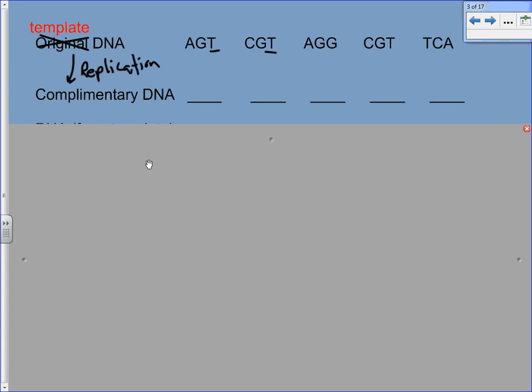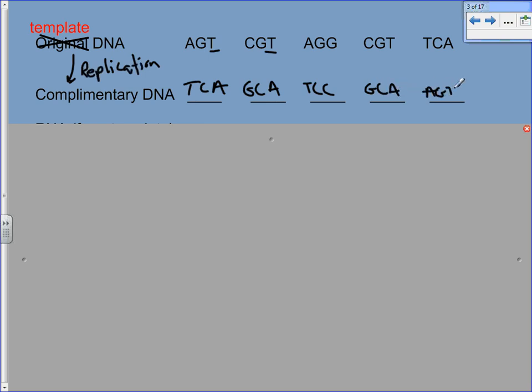So A goes to T, G to C, and then A, and then it'd be G, C, A, T, C, C, G, C, A, G, T. Okay, pretty easy. We've done this quite a bit. So now we're going to make RNA.